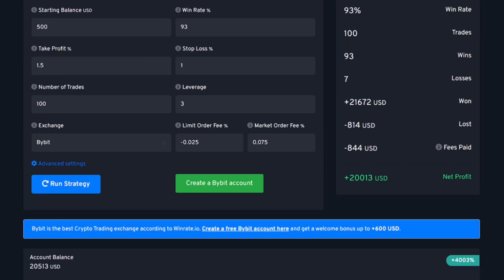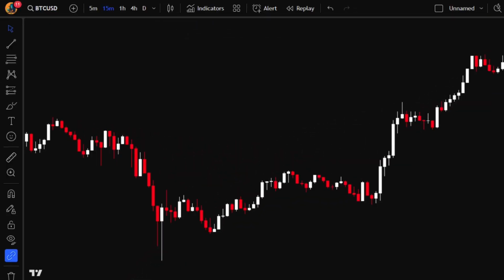We achieved an unbelievable 93% win rate. I mean, how crazy is that? Of course, we all know that no strategy is completely risk-free, but here's the kicker. This strategy's risk is incredibly low. That's pretty impressive, don't you think? Now let's dive into how to set it all up.